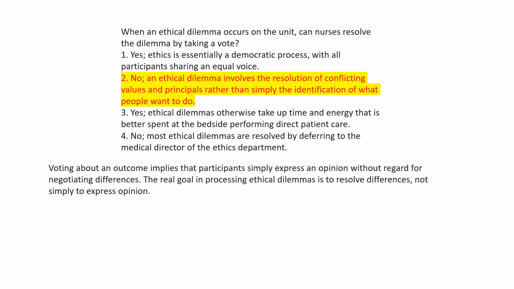Answer 2. No, an ethical dilemma involves the resolution of conflicting values and principles rather than simply the identification of what people want to do. Voting about an outcome implies that participants simply express an opinion without regard for negotiating differences. The real goal in processing ethical dilemmas is to resolve differences, not simply to express opinion.